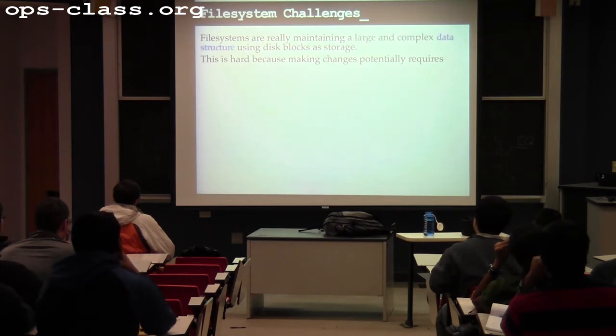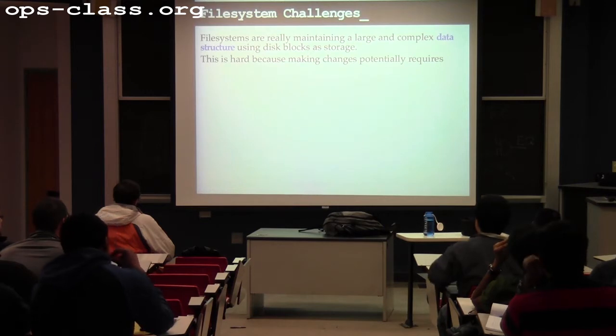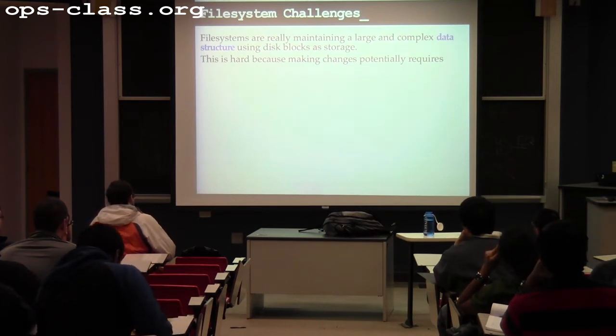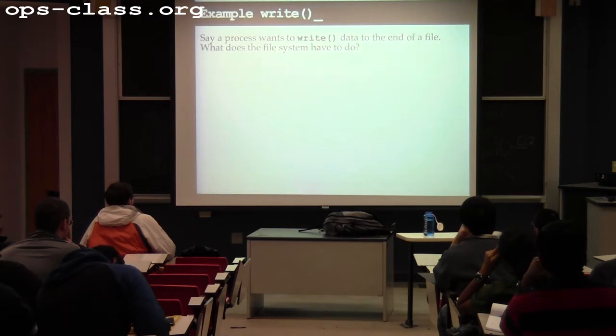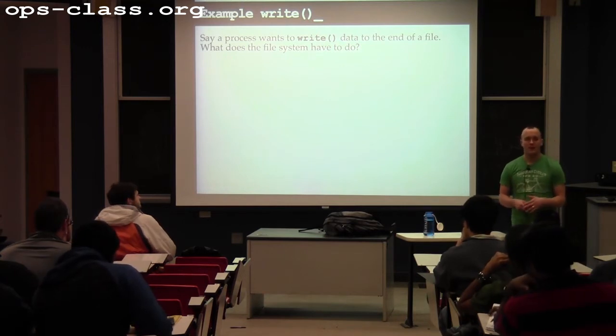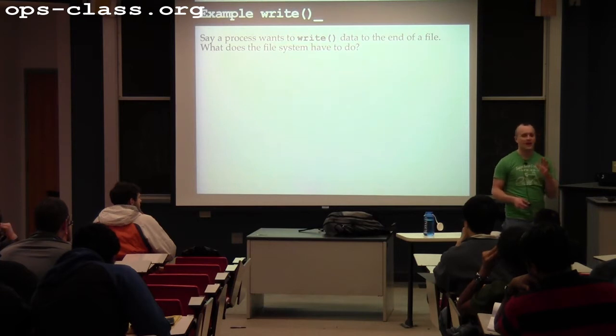And the reason this is hard, right, is because I'm essentially trying to implement a complex data structure on top of a relatively slow and unreliable device, right? And particularly when I'm making changes, it can potentially require me to alter a lot of different parts of the disk at once, right? So let's walk through our write, this is a good example. We had about 5 things that need to happen before this write can actually take place. Does anyone remember what some of them were?